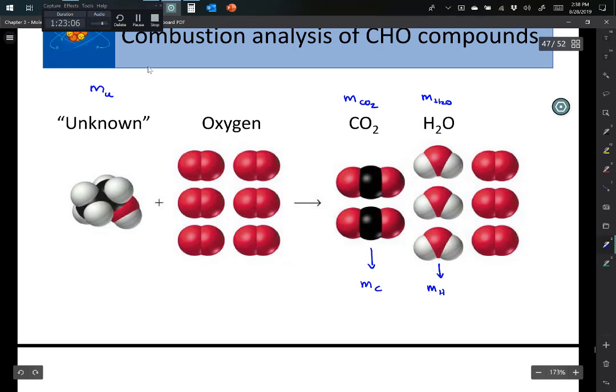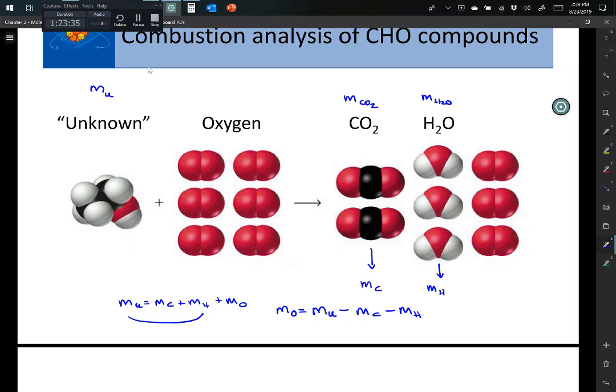So the mass of the unknown is equal to the mass of the carbon plus the mass of the hydrogen plus the mass of the oxygen, right? I know all these. Those are known. I can solve it. So the mass of oxygen is going to be equal to the mass of the unknown minus the mass of the carbon minus the mass of the hydrogen. And then after all that, I can convert them into moles and calculate mole ratios. Right? So I'm just trying to get to masses. So we're going to do a problem so you can see how it's done.